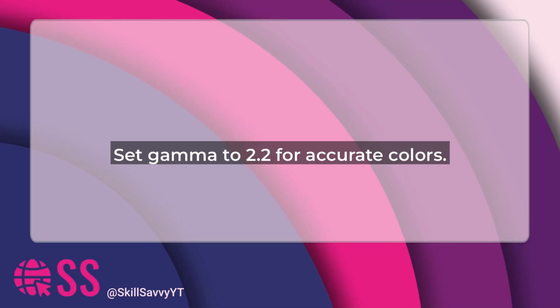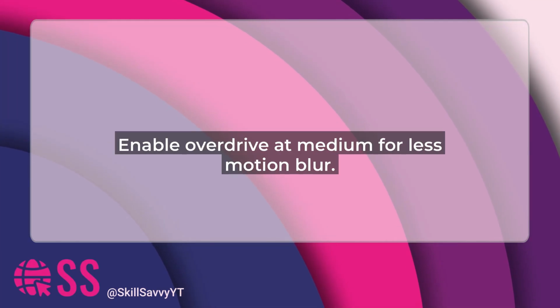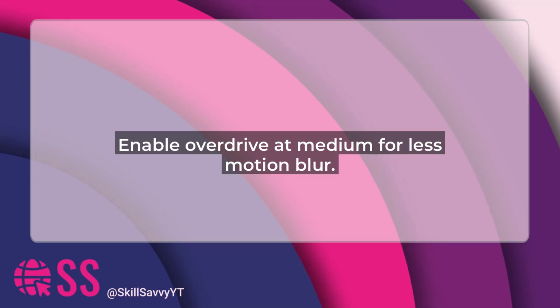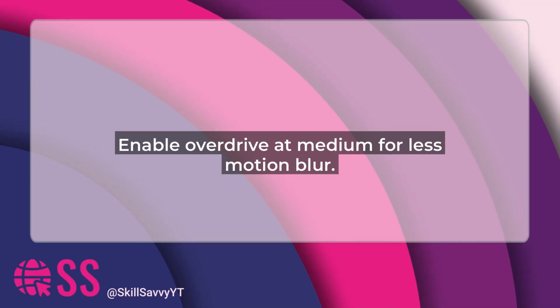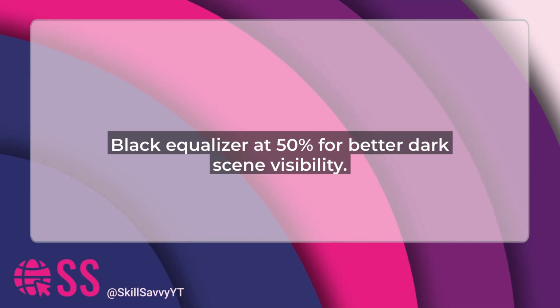Now, for gaming-specific tweaks, enable overdrive at the medium level to minimize motion blur without introducing artifacts. If you're playing in low-light conditions, adjust the black equalizer to 50% for better visibility in dark scenes. And if your monitor supports it, turn on FreeSync or G-Sync if you have a compatible graphics card to eliminate screen tearing. Remember, these are starting points.